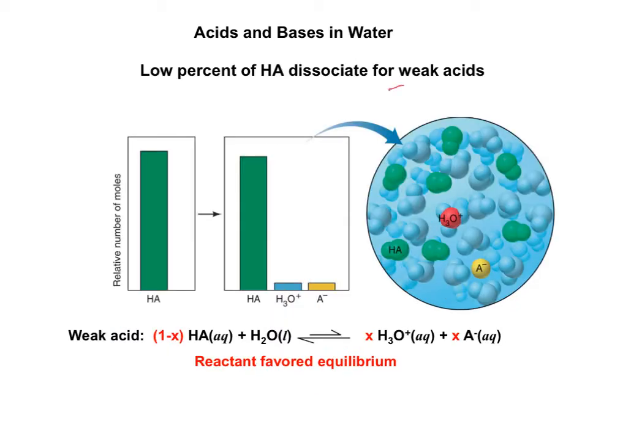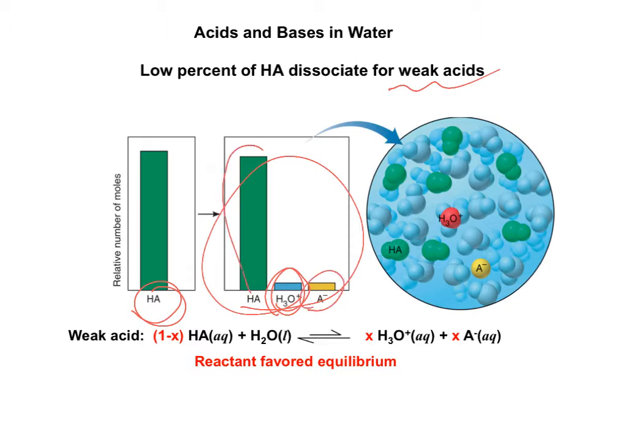And a weak acid is an acid that only partially dissociates when added to water. So you have a very small amount of the hydronium ion and the conjugate base, but the vast majority is retained in the original intact acid form.